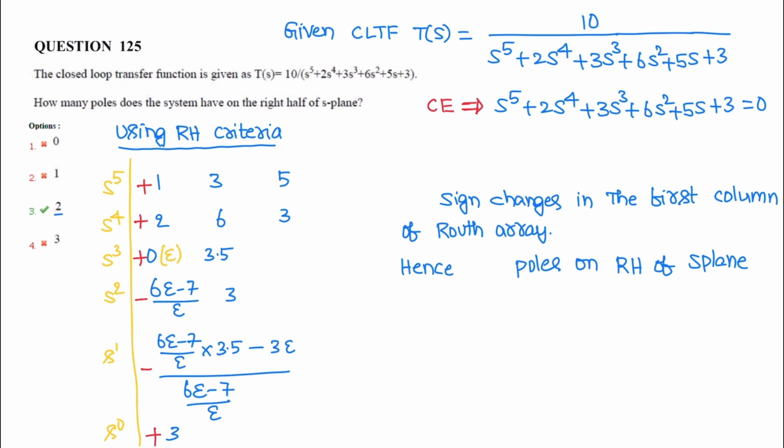So the number of sign changes in the first column: here it is one sign change. From negative to negative there is no sign change. From negative to positive there is another sign change. So two sign changes in the first column of the Routh array. Hence two poles exist on the right hand side of the S plane. So the correct answer is option 3.